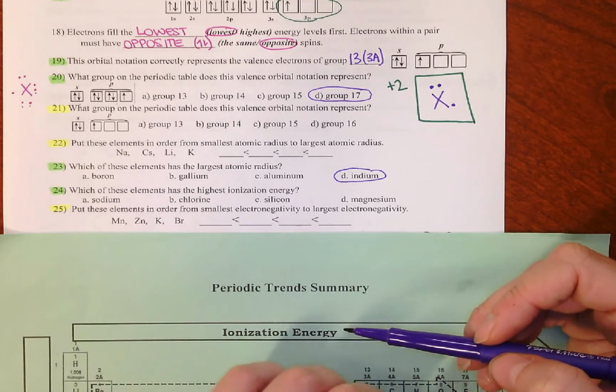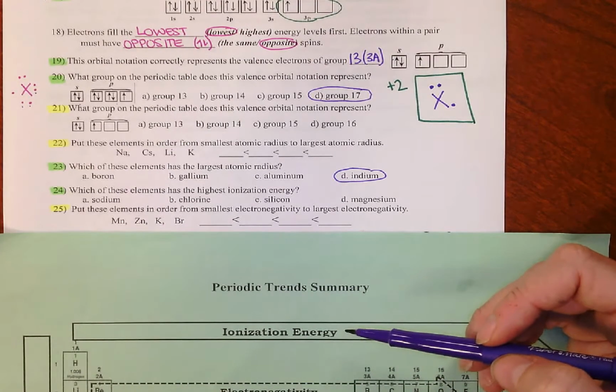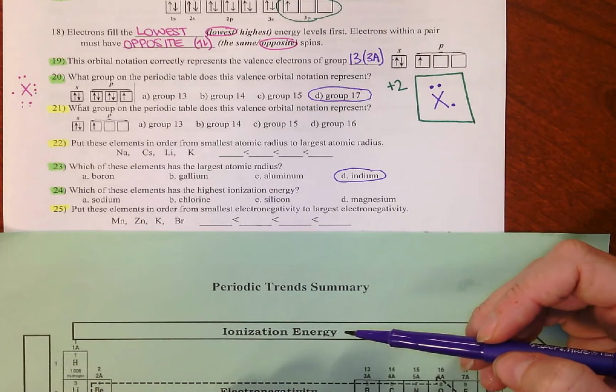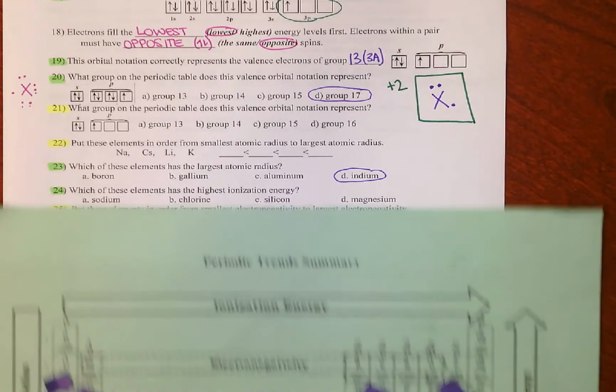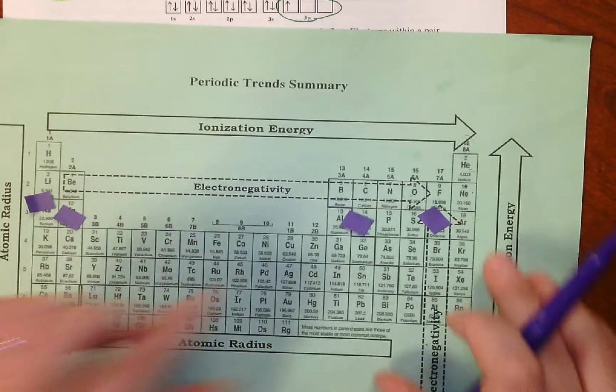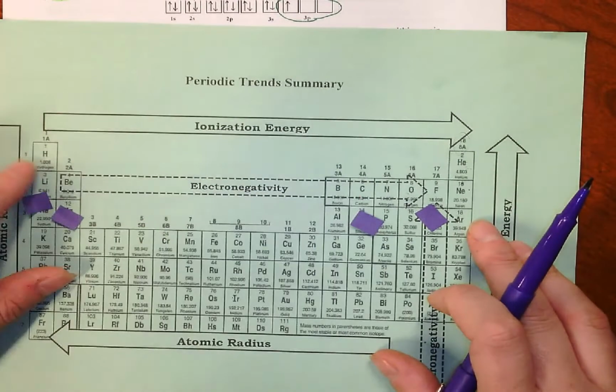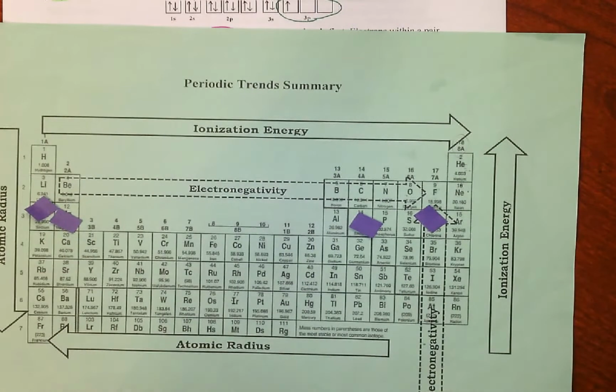Sodium, chlorine, wait, which one? Silicon, sorry, and magnesium, okay. So for highest ionization energy, sodium, chlorine, silicon, like that.